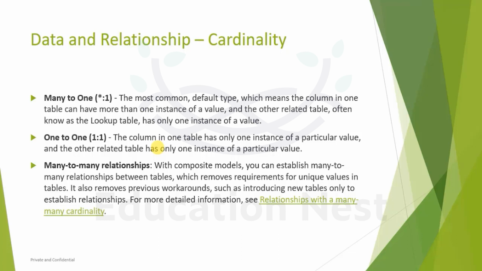The most common default type, which means a column in one table can have more than one instance of a value, and the other related table, often known as the lookup table, has only one instance of a value. So in many to one relationship, the table on the many side will have many instances of the value, whereas the table on the right hand side, on the one side, would have only unique values present in it. When it is one to one, that means you cannot have repetitive values for that column on both sides of the table, and then it would be a one to one table.